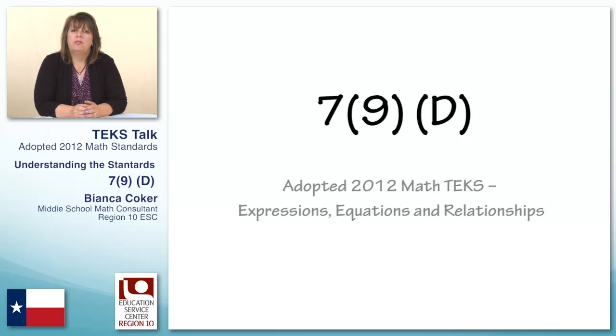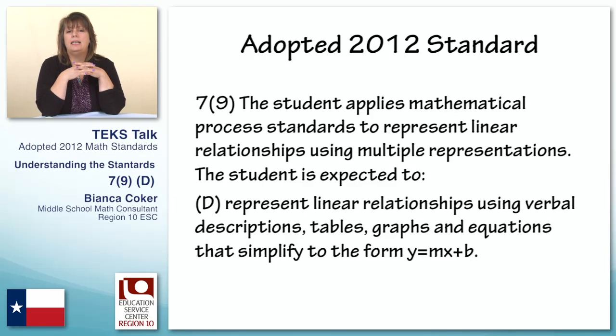In this video, I'm going to share a little bit of information about one of our new math standards, 7-9D. This is in our expressions, equations, and relationships strand. 7-9D states that the student applies mathematical process standards to represent linear relationships using multiple representations. The student is expected to represent linear relationships using verbal descriptions, tables, graphs, and equations that simplify to the form y equals mx plus b.